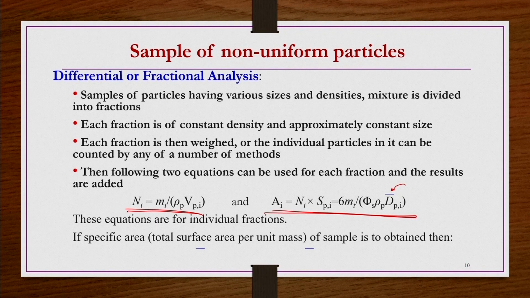So, if the specific area of the sample is to be obtained for that non-uniform mixture, then the total area A should be divided by the total mass of the non-uniform mixture.